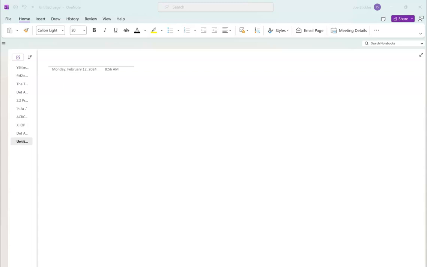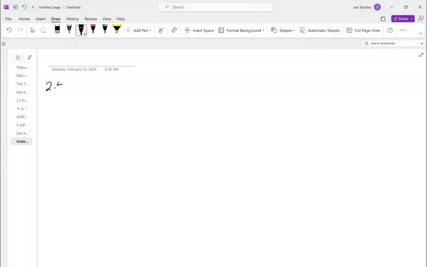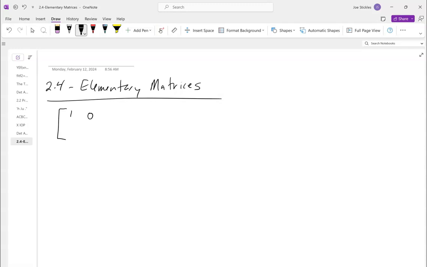So this is section 2.4, which talks about elementary matrices. All right. So just to give you an example real quick about the type of matrix that we're talking about and the effect that products of these matrices have with other matrices, let's just do a really short, small example. Let's say I take the matrix 1, 0, negative 2, 1, and multiply it by the matrix 2, 5, 4, negative 6.